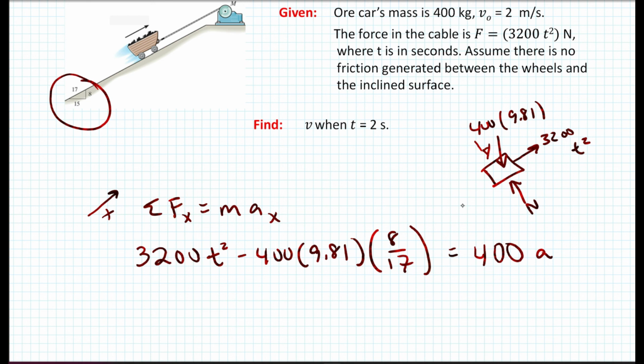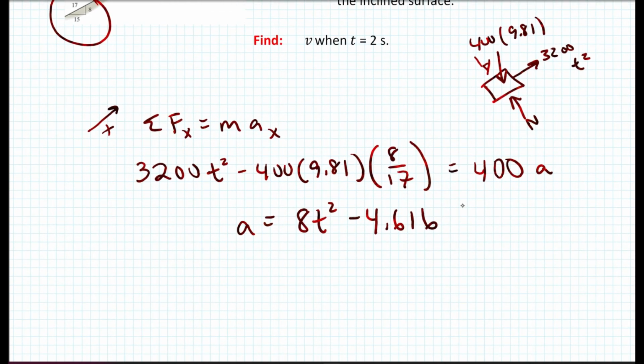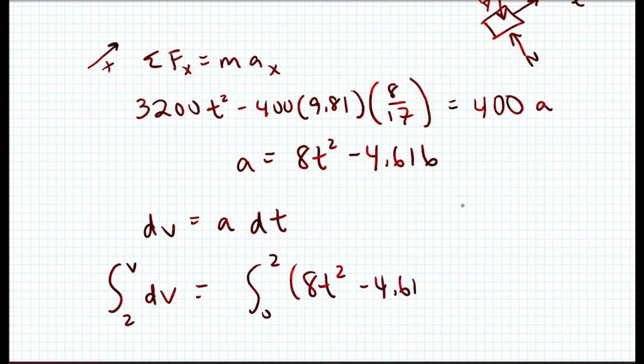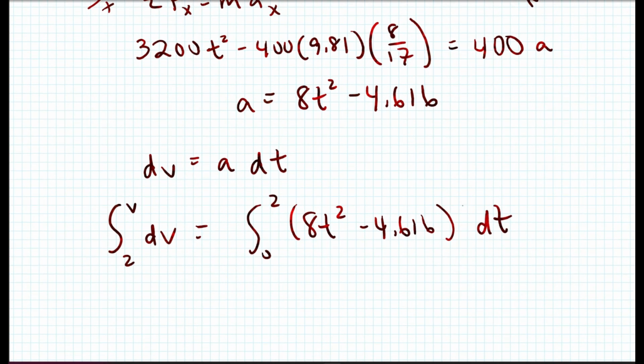Alright, so then solving for a, we get a is equal to 8t squared minus 4.616. Alright, and then using dv equals a dt, integrating v from 2 to v, dv equals from 0 to 2, it's 8t squared minus 4.616 dt. Alright, finishing that out, we'll get v is equal to 14.1 meters per second.